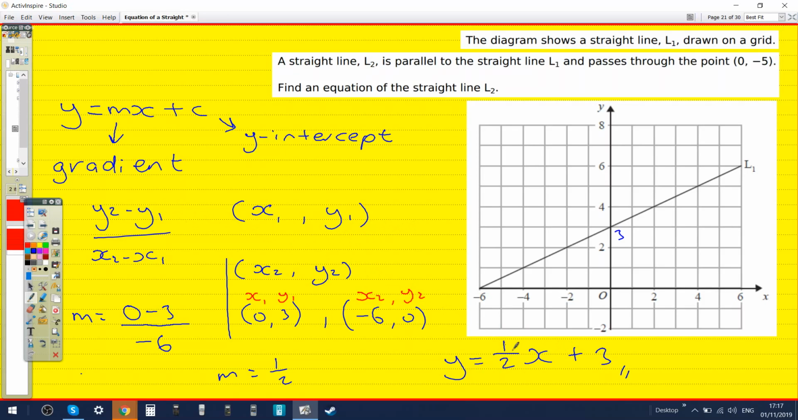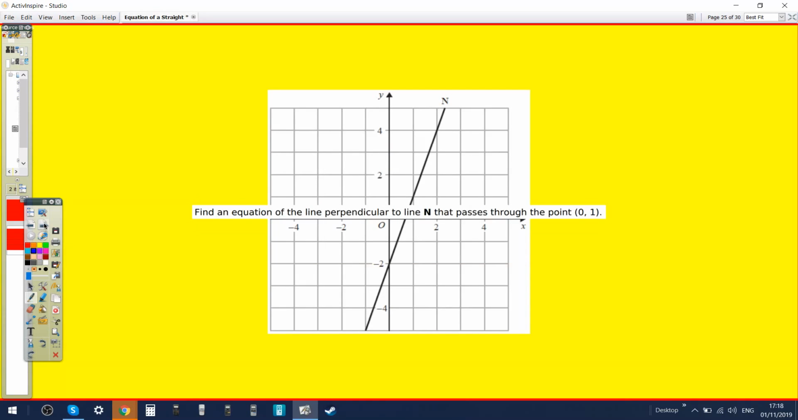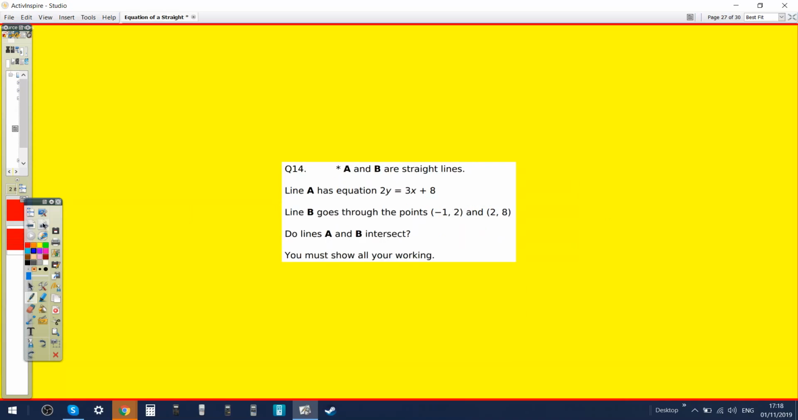So find the gradient, sub it in for m, and then find the intercept, sub it in for c. Second y take away first y over second x take away first x. Any questions there? No. Okay. Let's leave that for later.